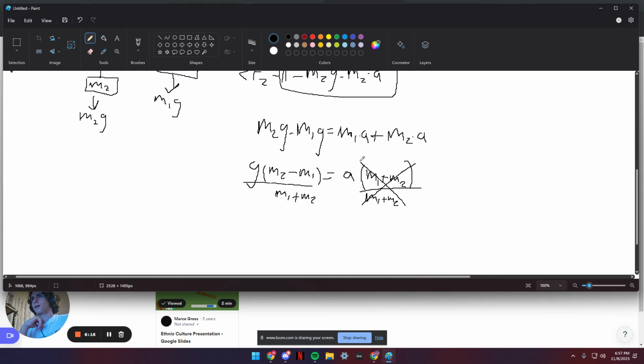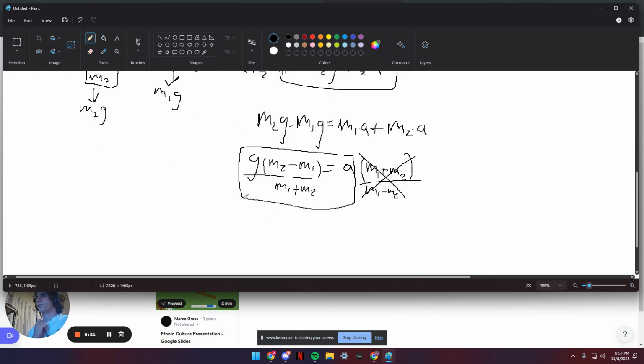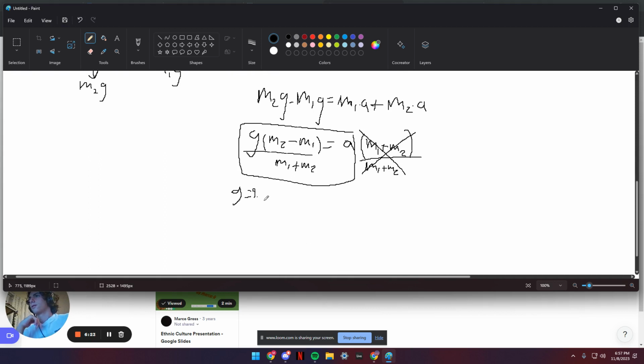And these two cancel out, and we get this equation for our acceleration. We know gravity is 9.81, and mass 2 is 5, and mass 1 is 2. So we can plug all these values into our calculator, and we can find the acceleration related to the system, not related to the ground.